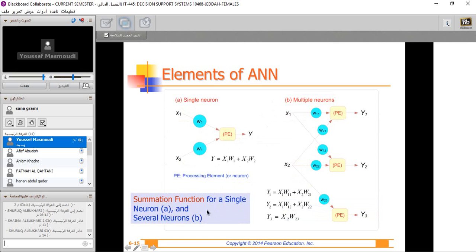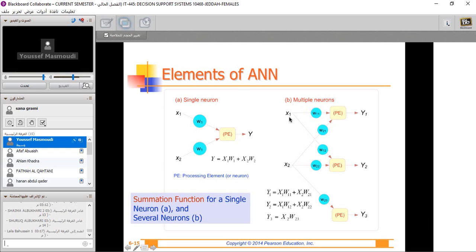Here you have the summation function for a single neuron and for several neurons. So here for the single neuron you have two inputs, x1 and x2. You have two weights, one for x1 and one for x2, and this is the summation function, and this is the output, sorry.